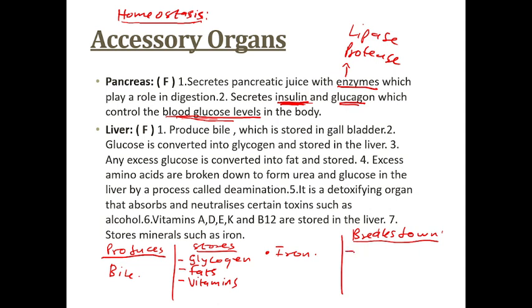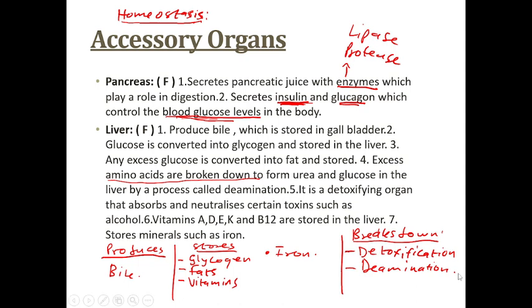Then it breaks down things. The first thing it breaks down is toxins, such as alcohol, in a process called detoxification. So it detoxifies your body. Noted. Then it breaks down excess amino acids. The excess amino acids are broken down to form urea and glucose in a process called deamination.